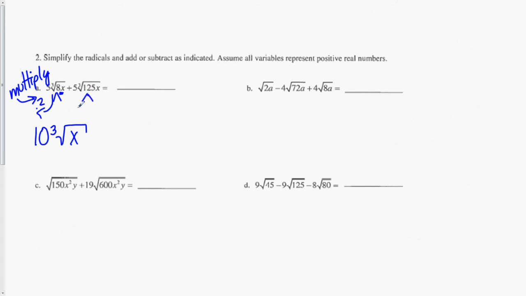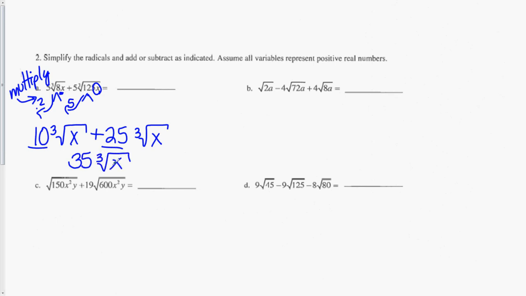125 is not a perfect cube, but, well, yes it is. I'm thinking perfect square. 125 comes out as a 5, and the x will stay. So 5 times 5 in the front will give me 25 cube root of x. So now I've got cube roots of x. So 10 plus 25 gives me 35 cube roots of x.